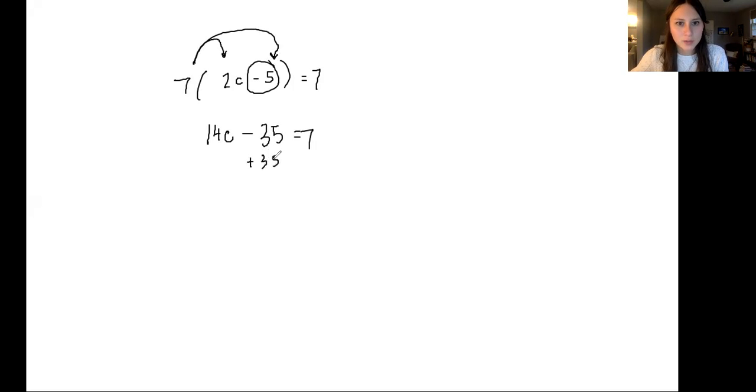Add 35 on both sides. This equals 42. 14c, divide by 14 on both sides. Am I doing this correct? Let's double check.